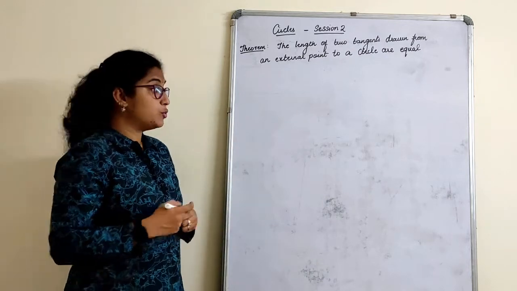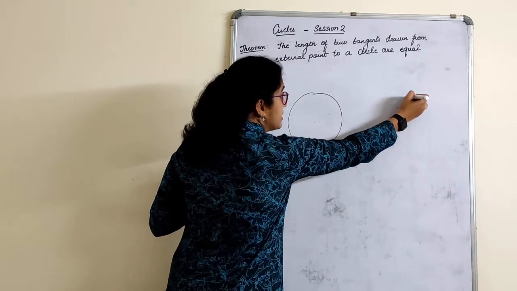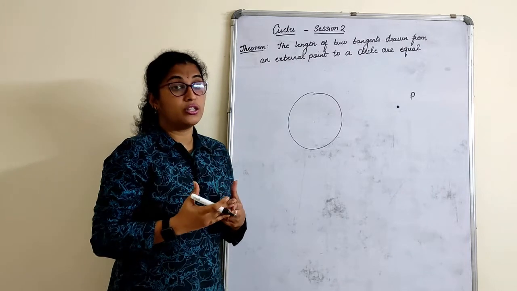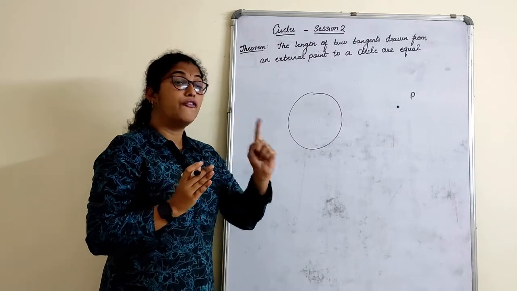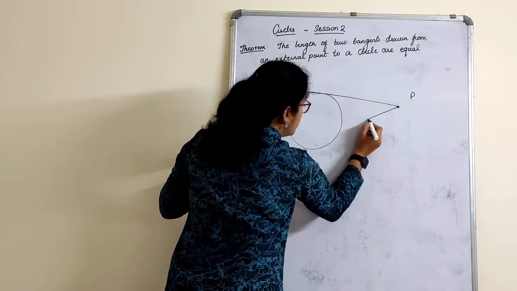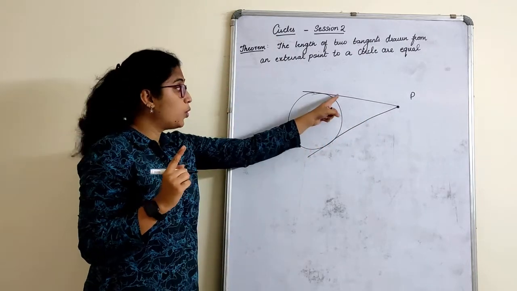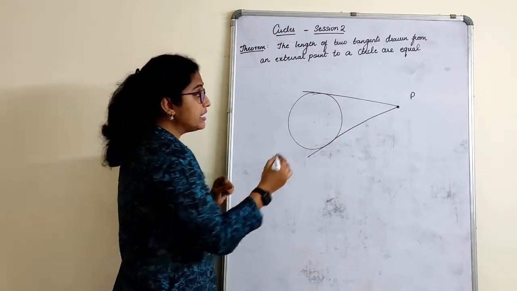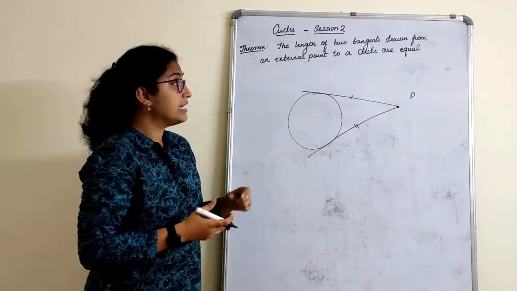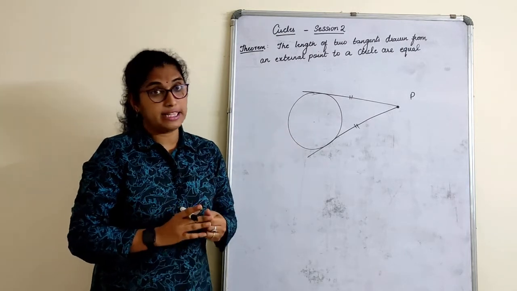One more thing we have to know here is, suppose a circle is given and an external point, say P is given. How many tangents can you draw to a circle from an external point? You can only draw two tangents, and those two tangents are always equal. There is a theorem on that: the length of the tangents drawn from an external point to a circle are equal.